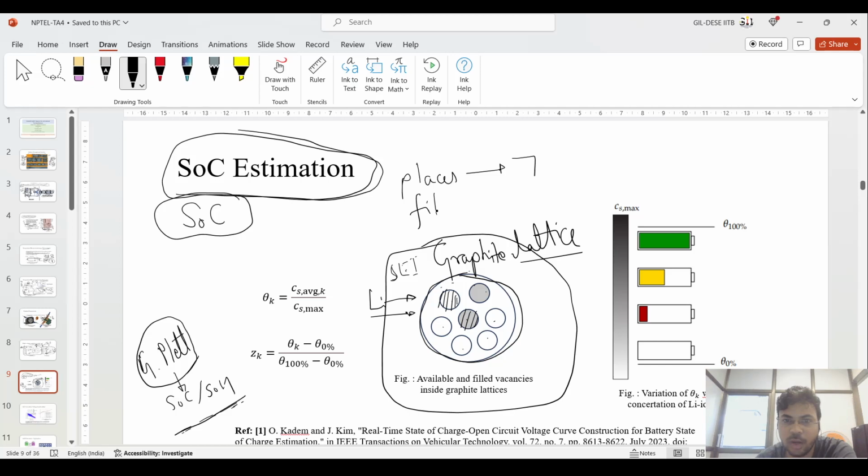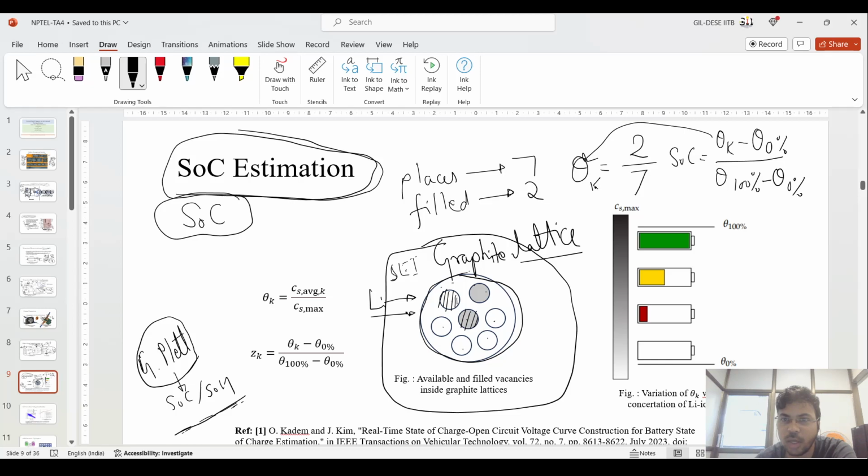So how many places are there in total? Total number of places is 7. How many have they filled? They have filled only 2. So there is a theta term, which measures how many lattice sites are filled out of the actual places. And SOC is defined as theta k minus theta 0% divided by theta 100% minus theta 0%. This is the average term. Theta k is what you actually calculated. What is the meaning of theta 0%?